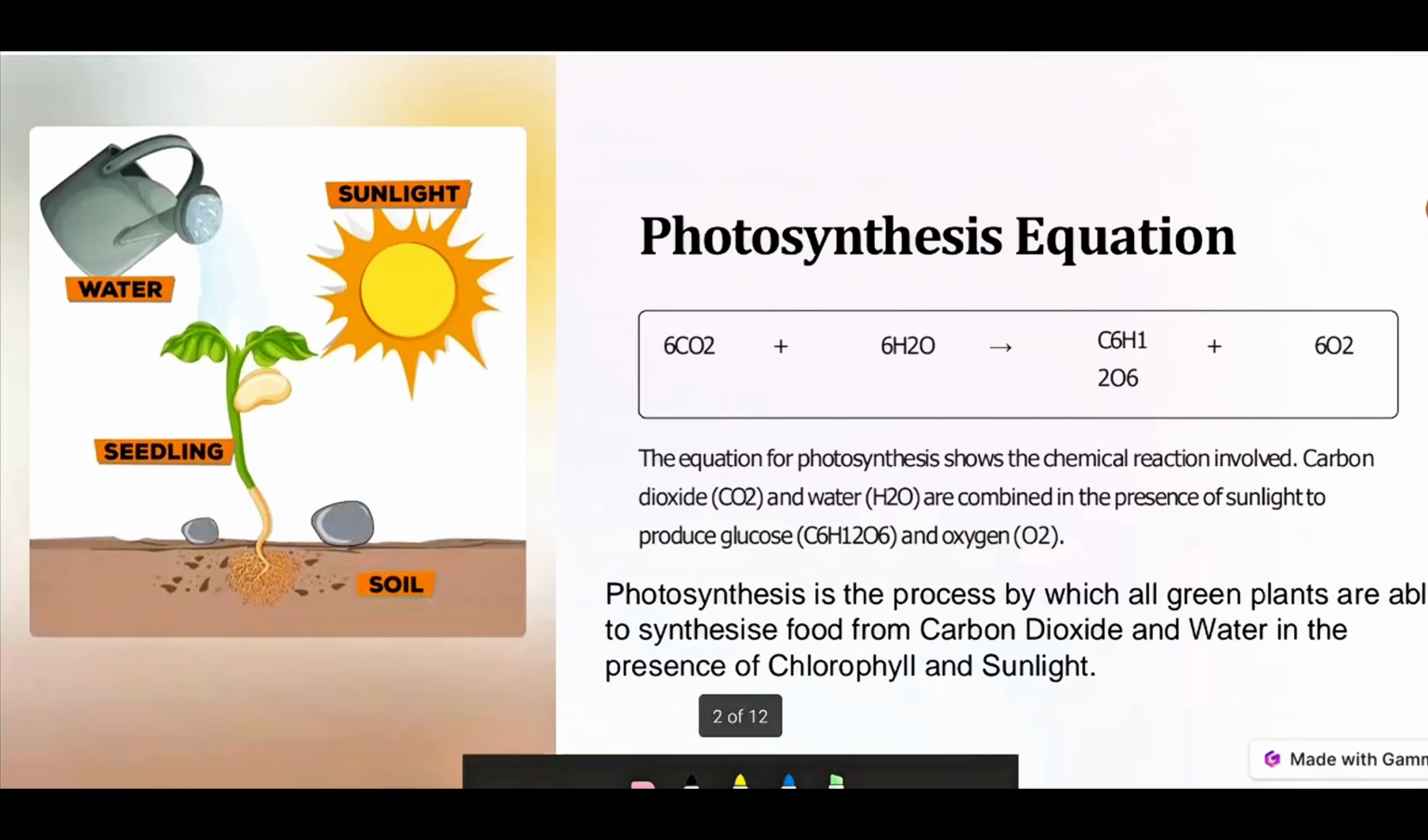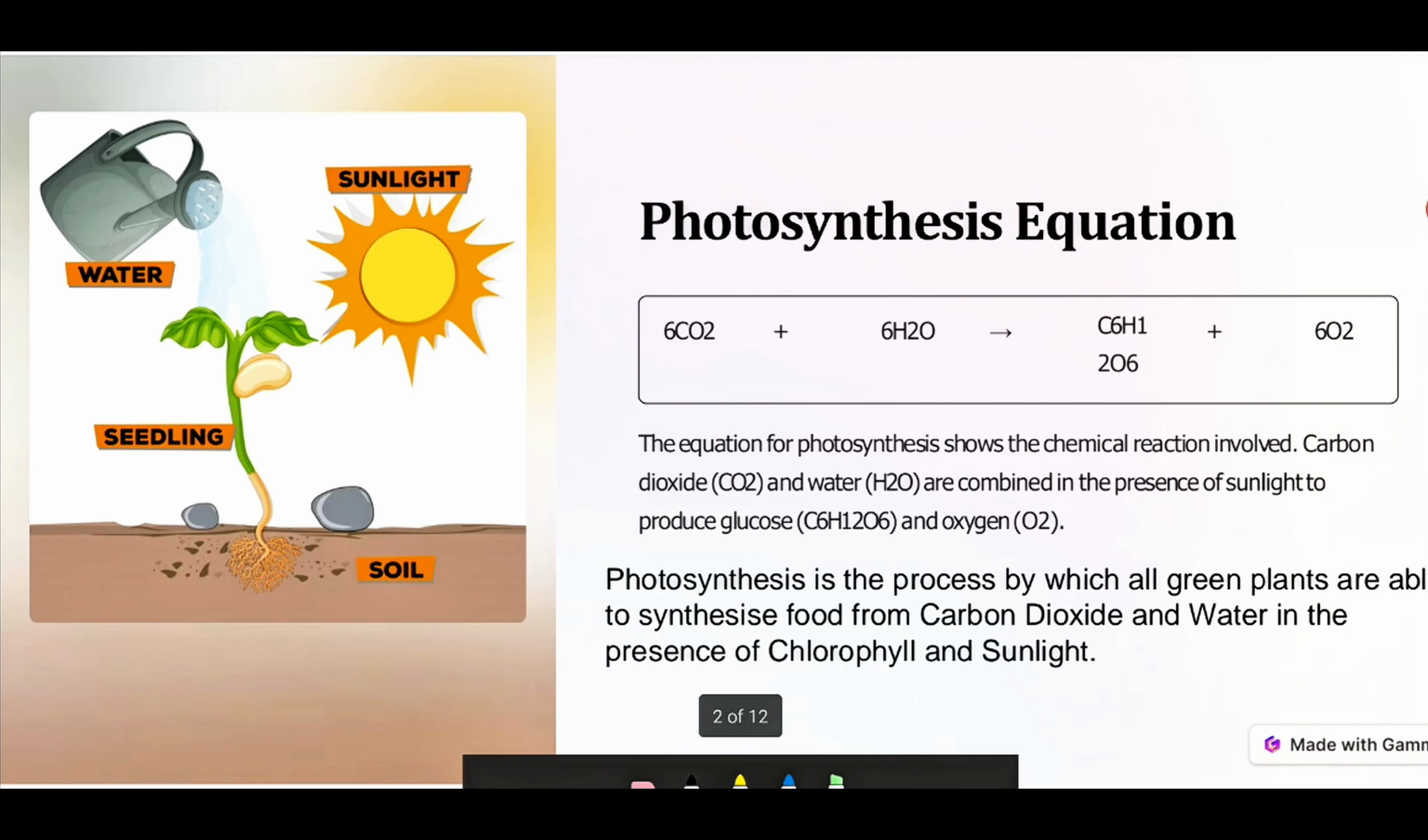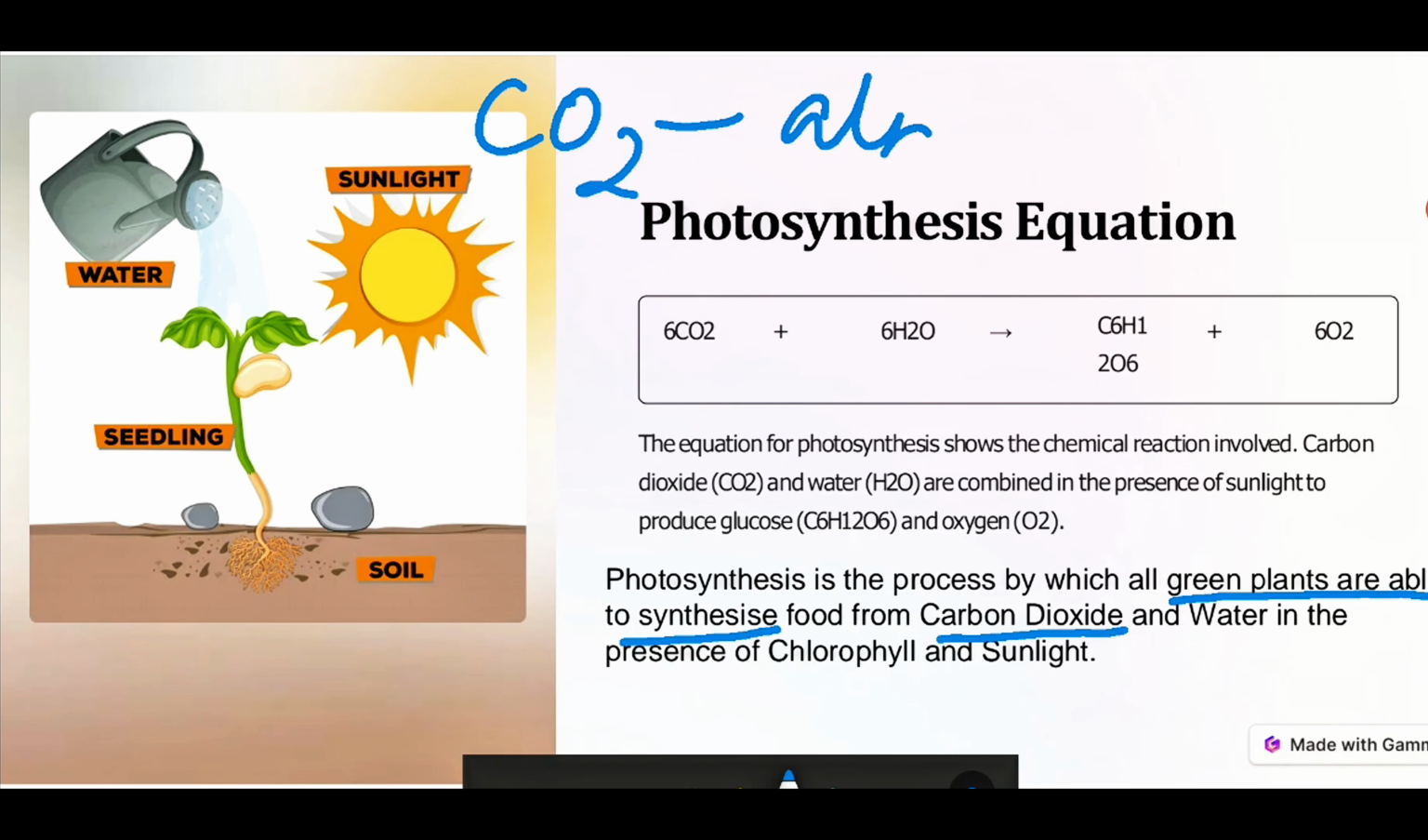So what happens actually in the process of photosynthesis? What all things are required? You can see here that all green plants are able to synthesize the food from carbon dioxide. From where do we get this carbon dioxide? We get this carbon dioxide from the atmosphere. Okay, so just note down these points. Carbon dioxide, the plant gets from the atmosphere.